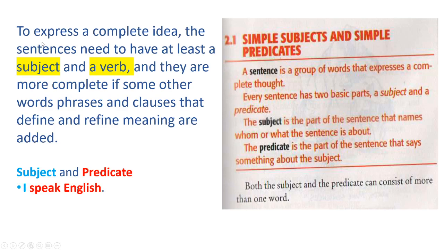Okay. And one comment I say here is that to express a complete idea, the sentences need to have at least a subject and a verb, and they are more complete if some other words, phrases, and clauses that define and redefine meaning are added. So I say I speak English, right? I can say I speak, and you have the subject and the verb, and that's a complete thought. You can say I speak, and that's complete. But if you say I speak English, the word English adds more meaning to speak, so it makes the sentence clearer.